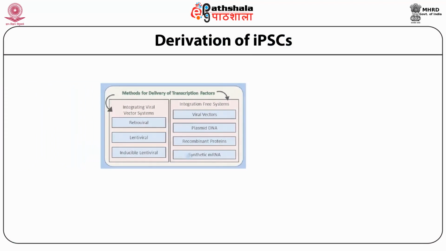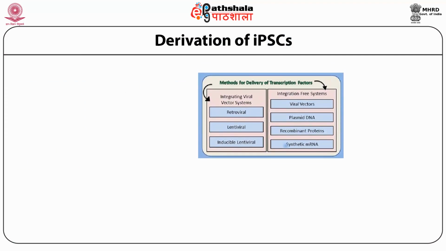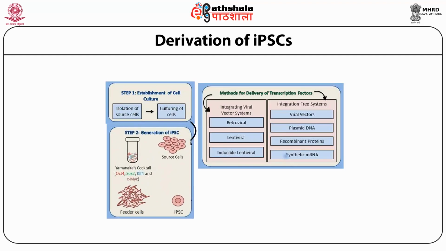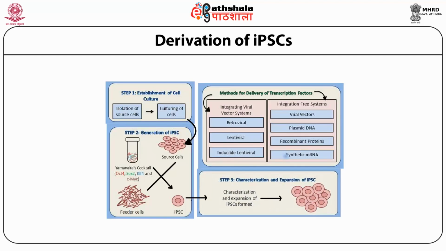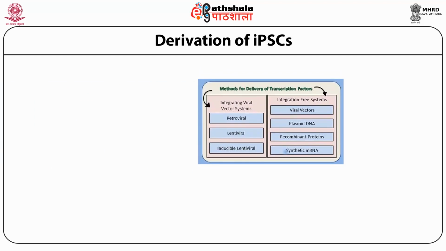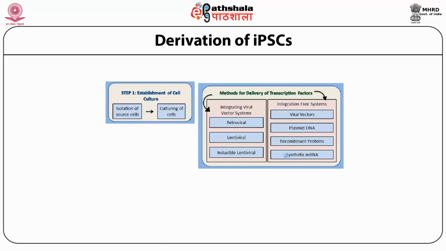Now, coming to the derivation of induced pluripotent stem cells, since the earlier report by Yamanaka et al. in 2006, there have been many advancements in the derivation of these cells. The first step definitely is the establishment of the somatic cell culture, which we have to reprogram. The second step is to treat these somatic cells with Yamanaka's cocktail, which includes the 4 pluripotency factors which we discussed. Nowadays, people have also started using 2 or 3 factors to get induced pluripotent cells.